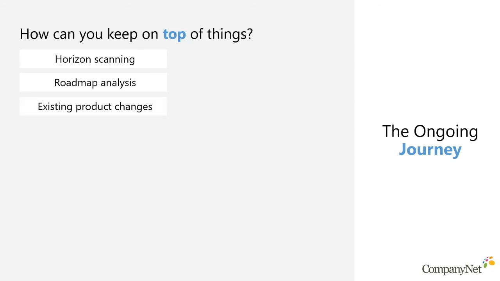Existing product changes, really important. There's lots of things that have been added to Teams, lots of things being added to Microsoft 365 Cloud, full stop. So understanding what they are and how you need to change as an organisation to ensure your model is consistent is key to that.